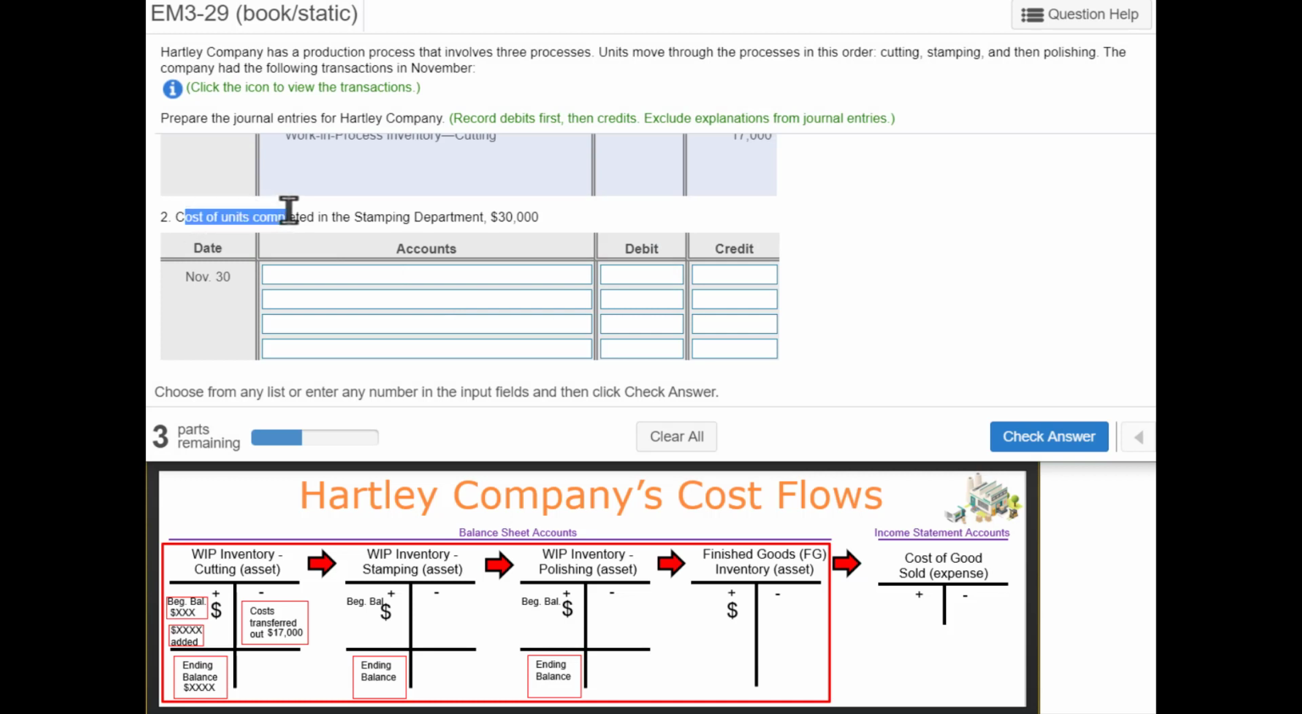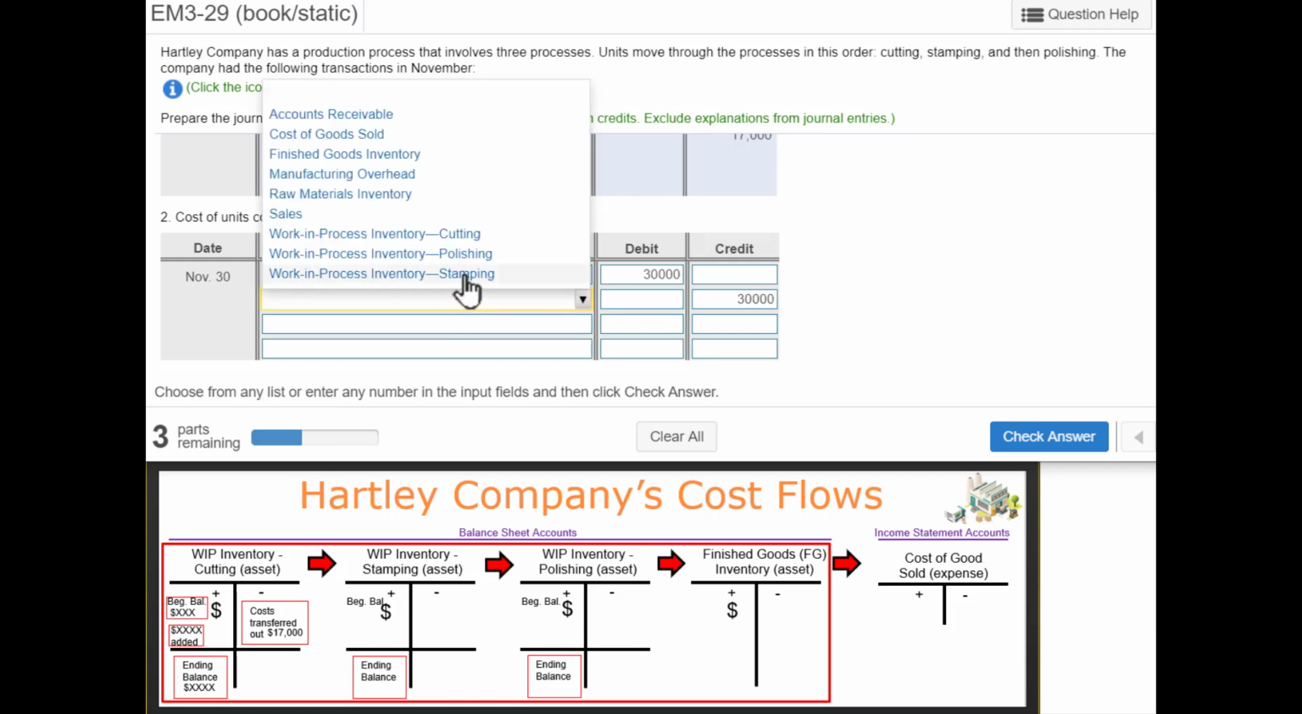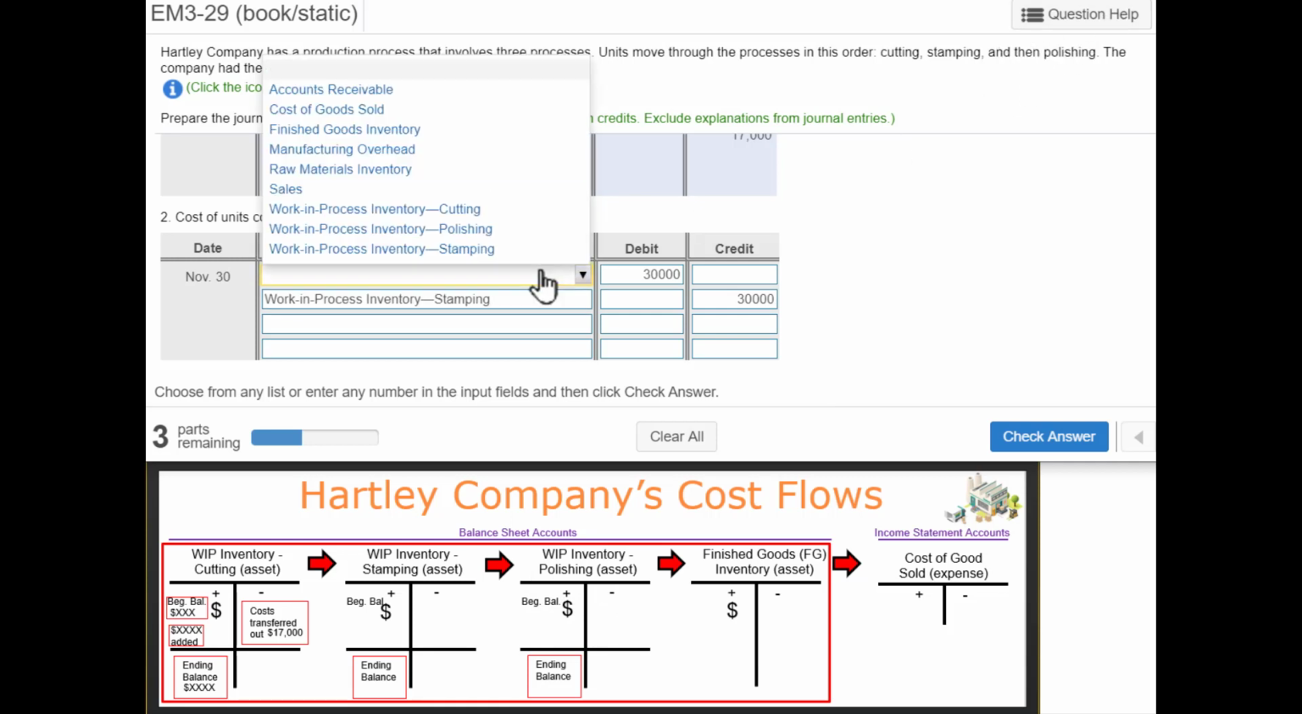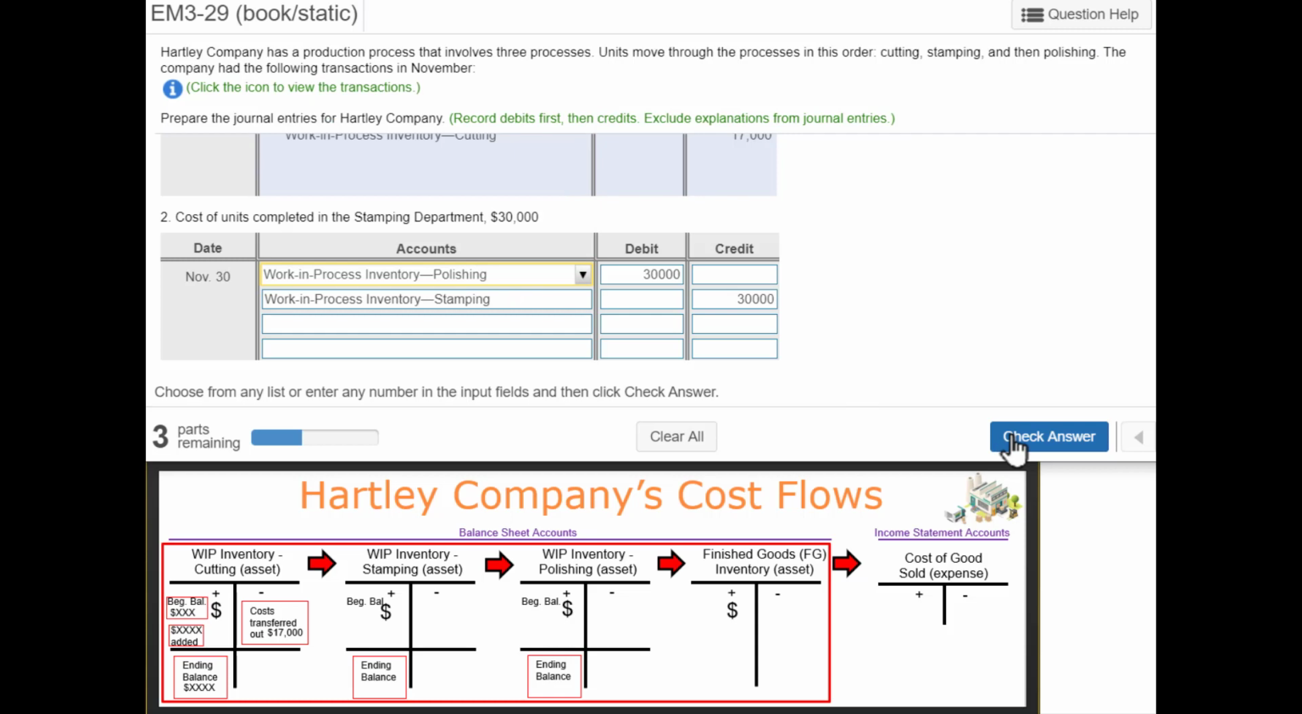Next, number 2, cost of units completed in the stamping department. So we got 30,000. Copy and paste. And now notice it said they're completed in the stamping, so they're leaving the stamping. That's the credit account. So stamping is being credited. Of course, debits have to be listed first. And then where are they going to? They're going to the polishing department, which of course it says up here. Polishing.